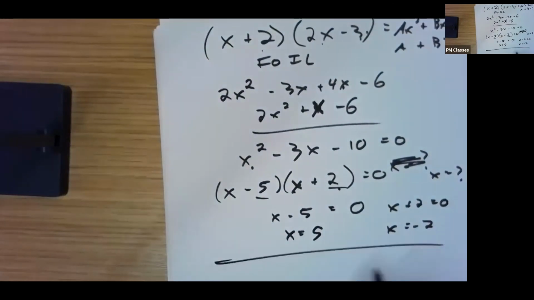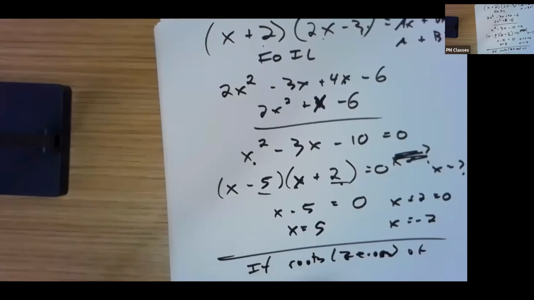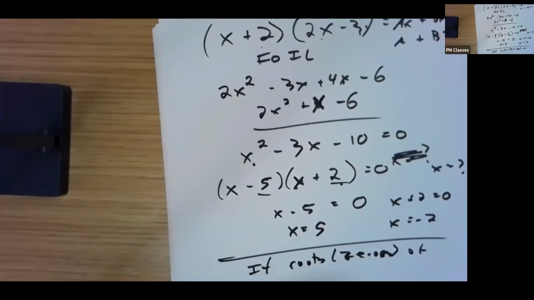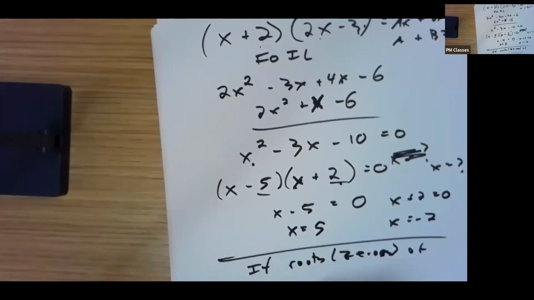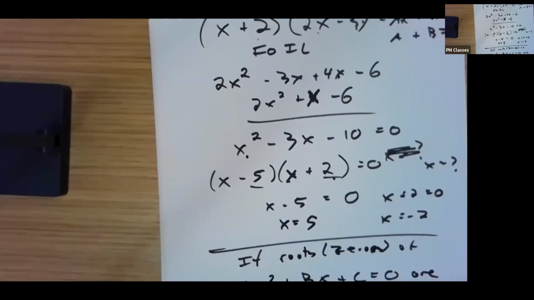You get something going the other way if the roots or the zeros or solutions of, let's say, ax squared plus bx plus c equals 0 are 3 and -5. Oh, I never finished that one up at the top. 3 and -5, find what b equals.